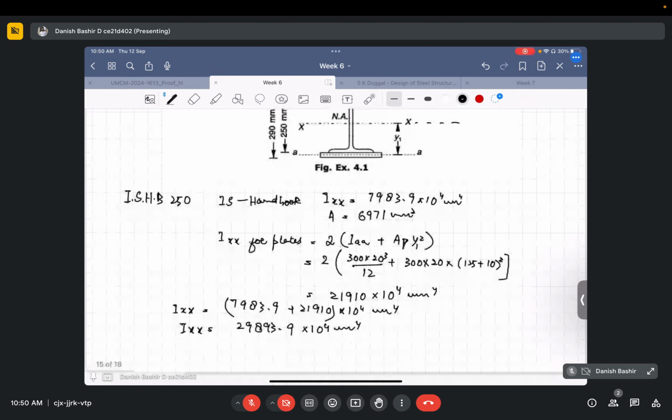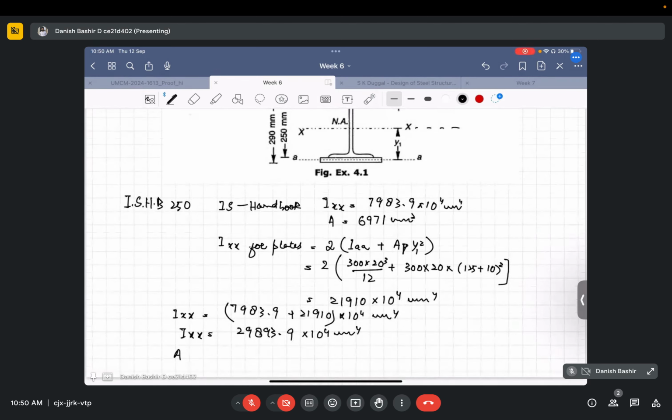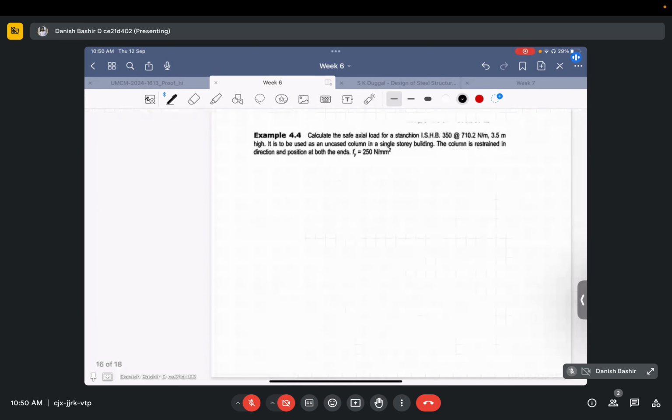What is the total area of cross section? Area of cross section will be the summation of all the cross sections. 6971 is for the ISHB, plus two plates are there. Their area is 300 times 20. It comes out to be 18971 mm square.